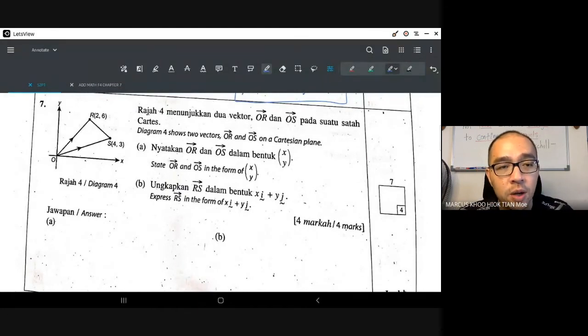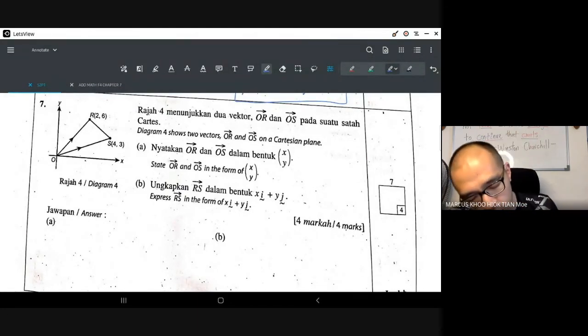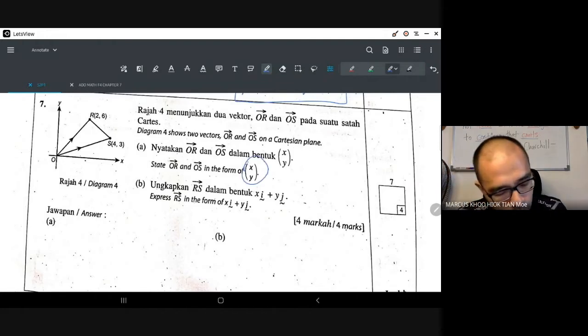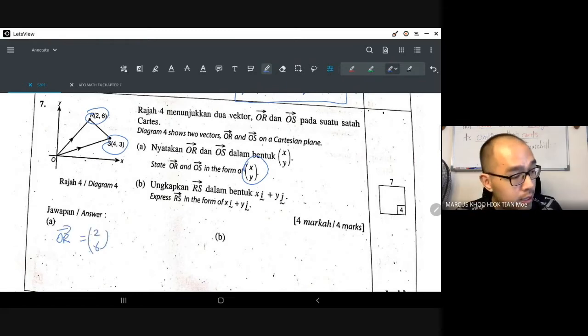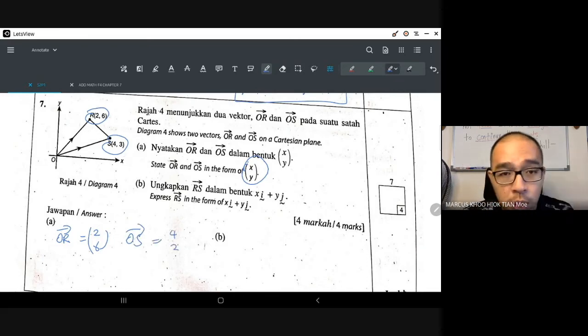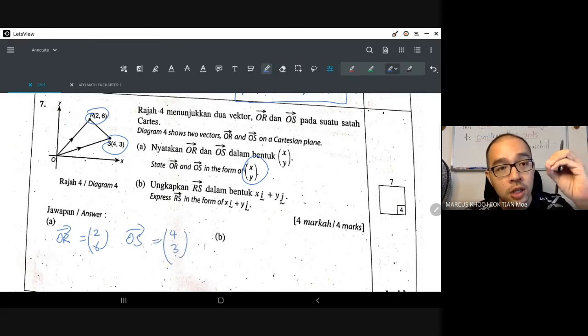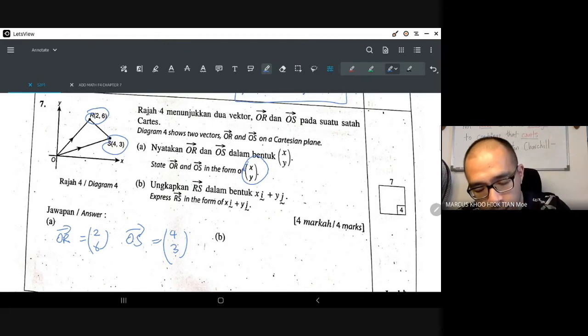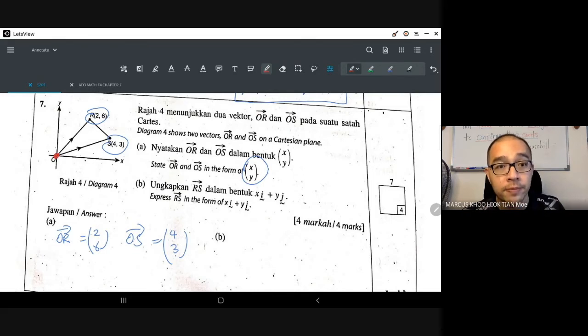Okay, state OR and OS in the form of x and y. So we just have to take the coordinates. So OR will be 2 and 6, and OS will be 4 and 3. And the reason why we can just take the coordinates and turn them into a vector like this is because it starts from the origin.